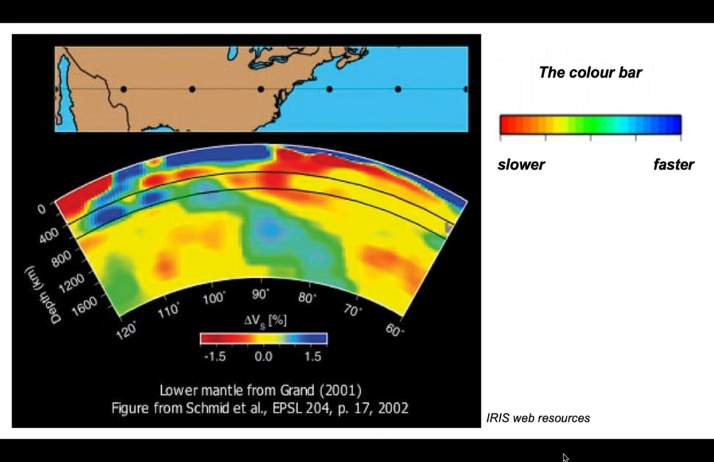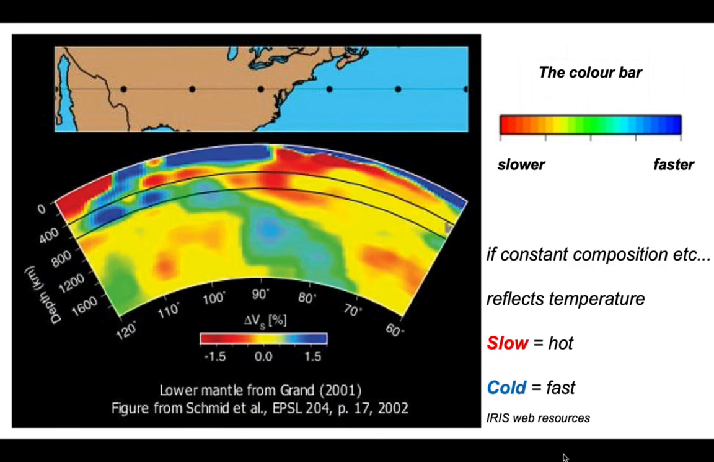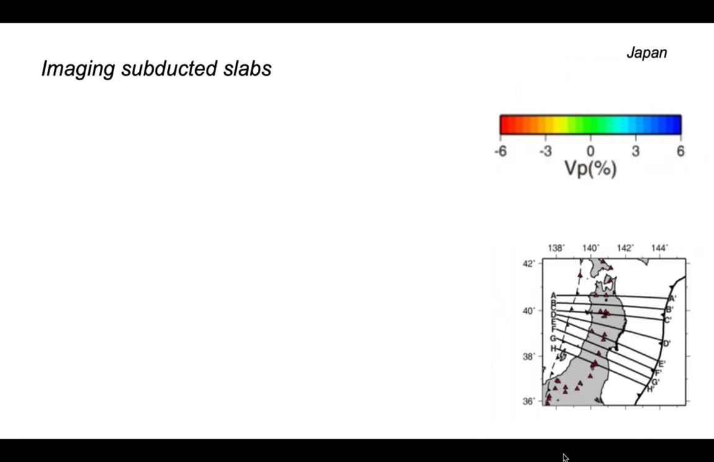And the reason for that is, if the mantle is constant composition, then the variations in seismic velocity reflect the temperature which will impact on its density. Where the seismic velocity is slow, the density will be lower, and therefore presumably the mantle will be hotter. And in contrast, where the seismic velocities are faster, the mantle will be denser. So fast is cold and therefore shown in cold blue colours. Slow is hot and therefore shown in warmer red colours. So that's the convention. Let's look at a couple of examples now.